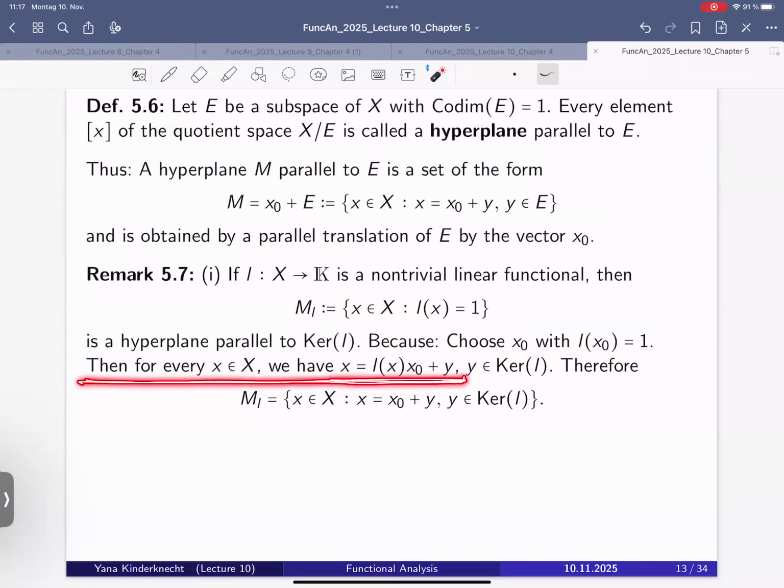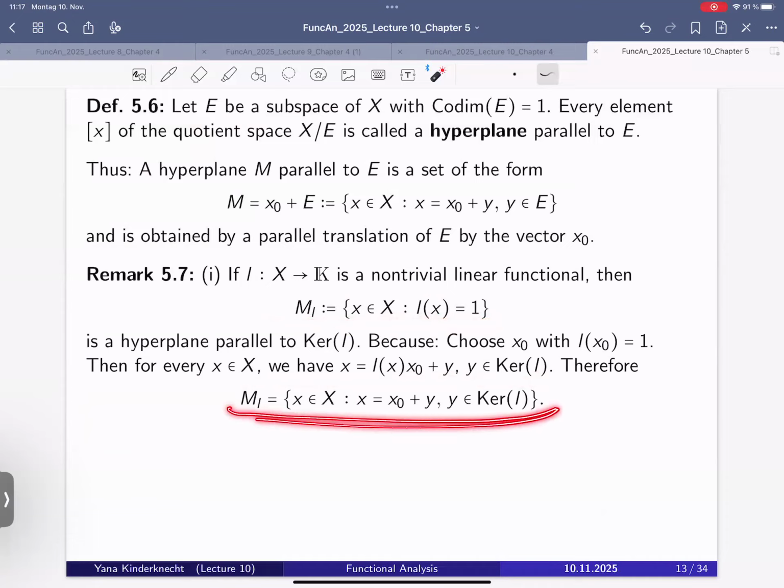As we have already shown in previous propositions, we have done this decomposition several times. Hence, this level set with level 1 can be represented in this way: all x's such that they have the form x0 plus y, where y belongs to the kernel, and hence this is a hyperplane which is parallel to the kernel of L.